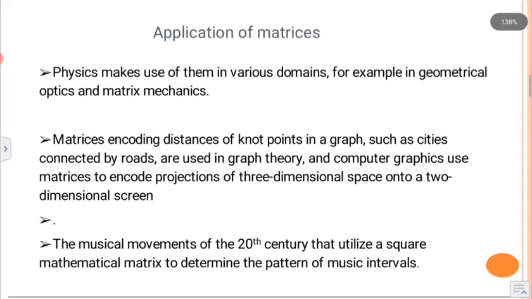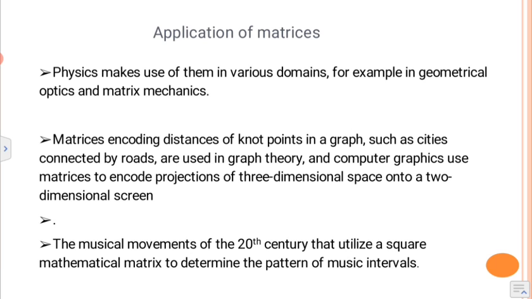Now let us move on to the application of matrices. Matrices are widely used in all fields: engineering, arts, science, etc. Physics makes use of it in various domains, for example in geometrical optics and matrix mechanics.